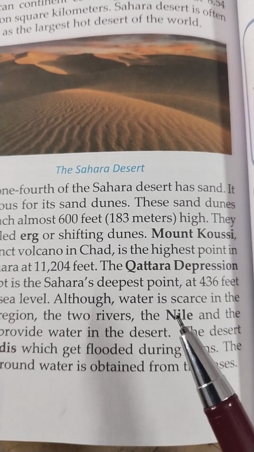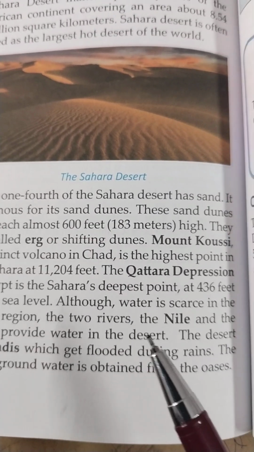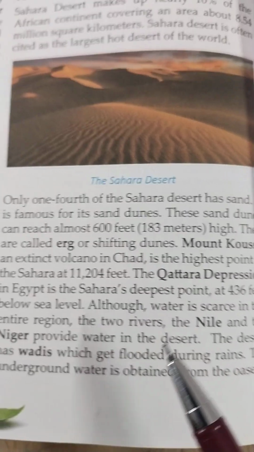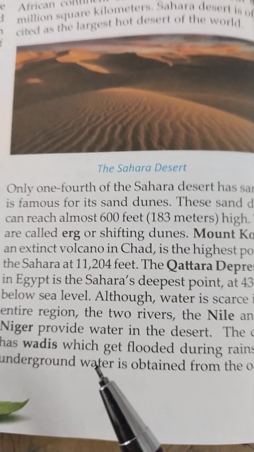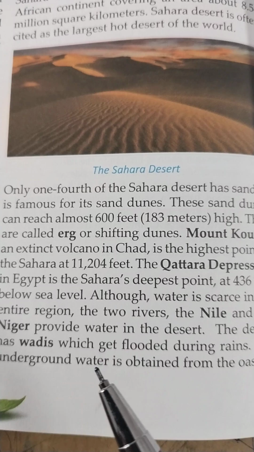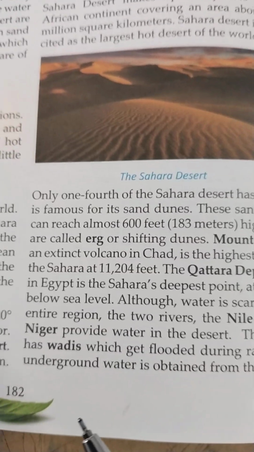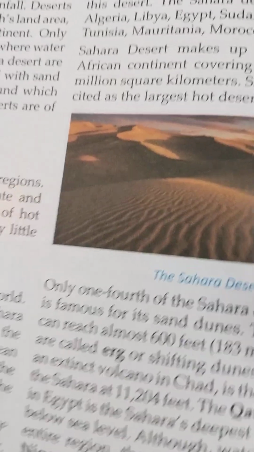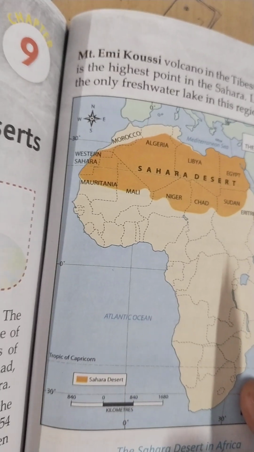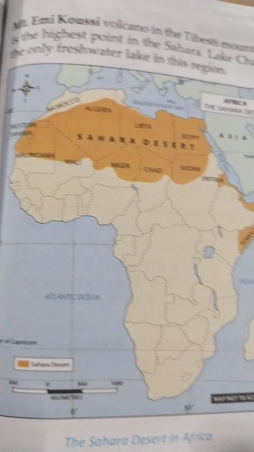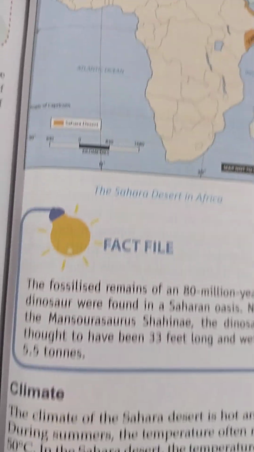Now children, though there is scarcity of water in the Sahara desert, there are two rivers which flow through this desert. These are the Nile and Niger, and these provide water to the desert. The desert has wadis. These are the rain rivers which get flooded during the rains. The underground water is obtained from oases in this desert. Now Mount Emi Koussi volcano in the Tibesti mountains is the highest point in the Sahara. Lake Chad is the only freshwater lake in this region.